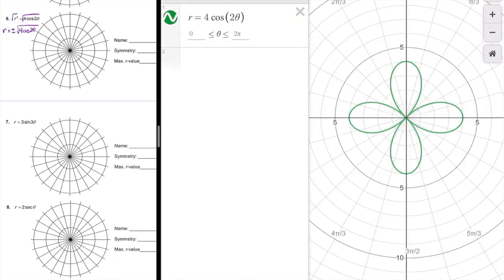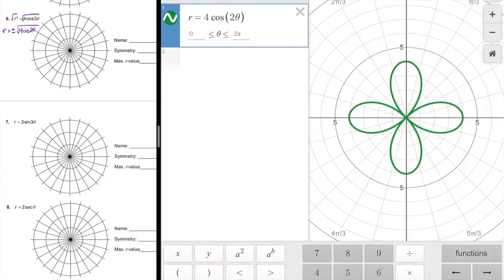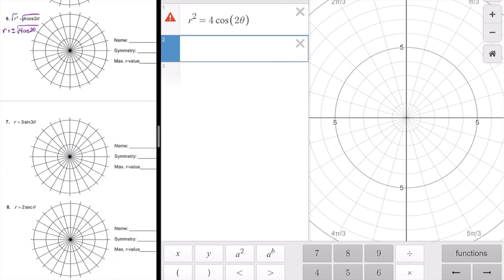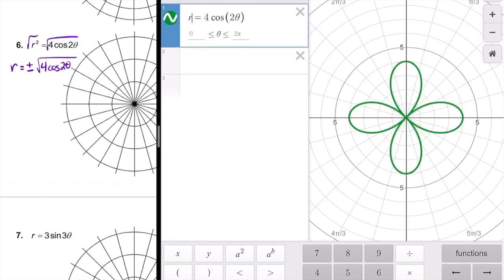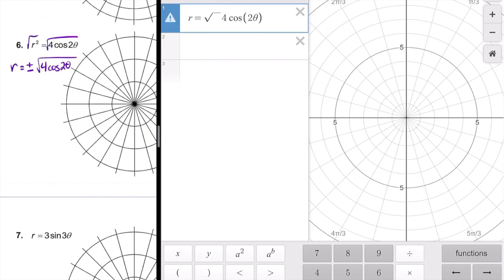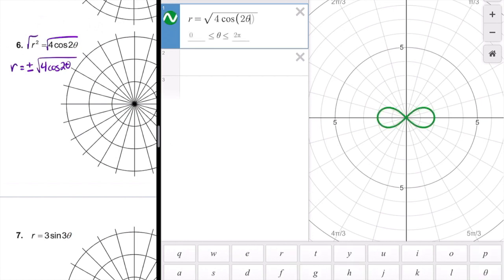But I believe Desmos allows us to do this. All we need to do is add a square onto the r. So let's do that, and it didn't like that. Okay, so let's go ahead and do what we were going to do. We are going to graph r equals, let me get rid of this, the positive square root. All right, we're just going to have to retype it. That's fine. Square root of 4 cosine of 2 theta. And all right, it actually did it for us, and it graphed the whole thing, which is incredible.